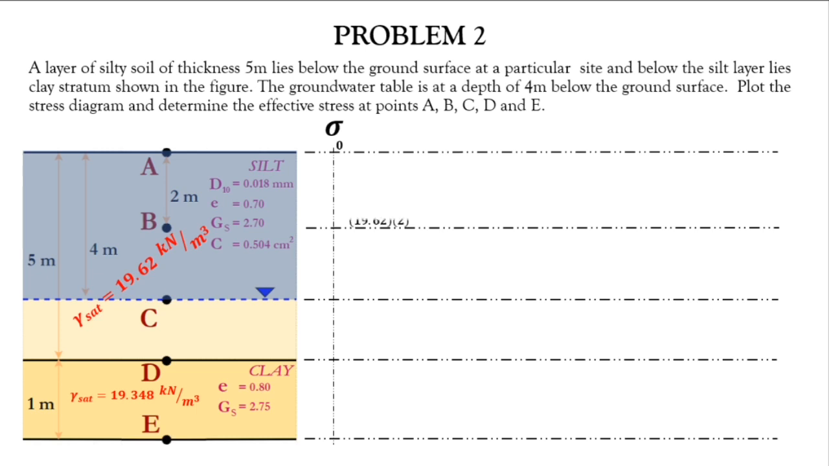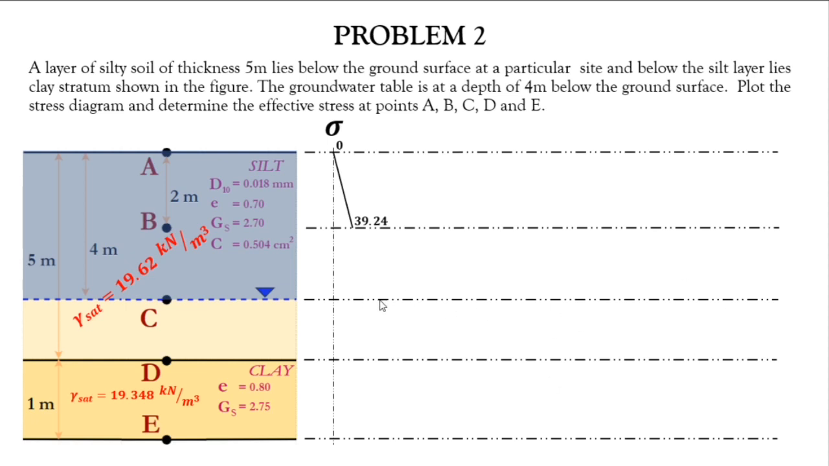So, sa point B, meron tayong unit weight ng soil, 19.62 times the height from the ground surface to the point B, kasi doon tayo kumukuha ng stress. So, that means 2 meters lang yan. Kaya 19.62 times 2 will give us a value of 39.24. Baba tayo at point C.